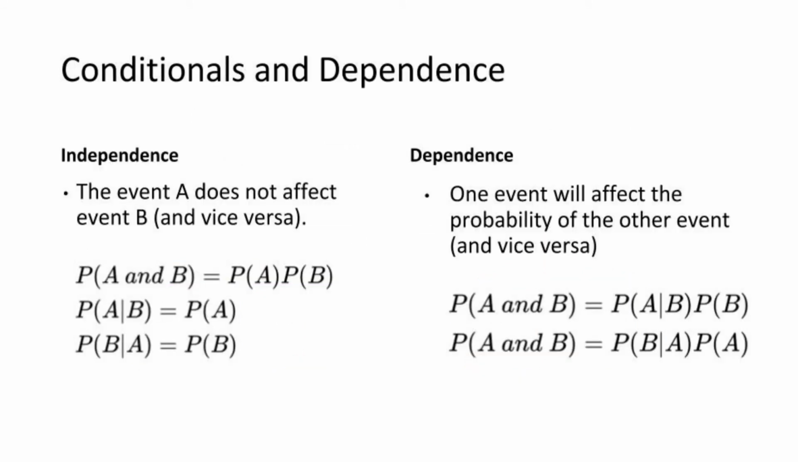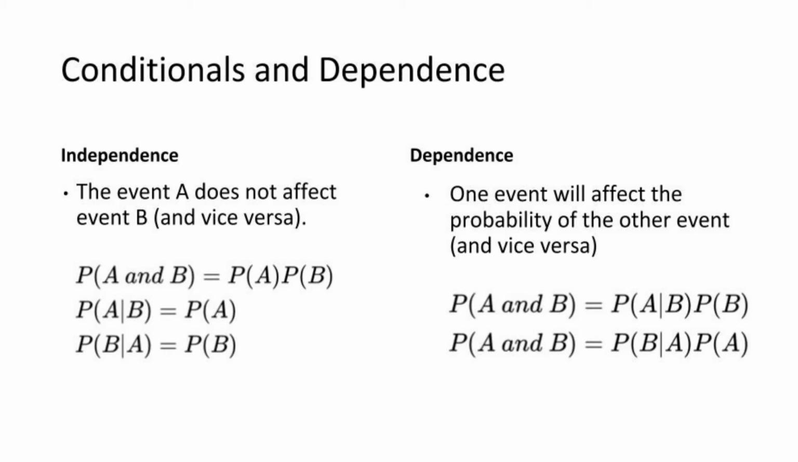A quick note about conditionals with independent events versus dependent events. If events A and B are completely independent, meaning that the event of one happening doesn't affect the event of the other happening, like tossing a coin or rolling a die, then you can separate out the probability of A and B occurring to just the chance of A occurring multiplied by the chance of B occurring. Right. The event that B occurs doesn't have any influence on the chance of A occurring.